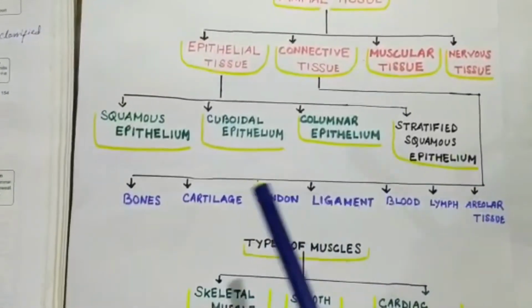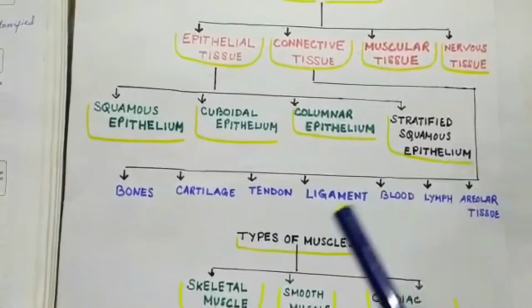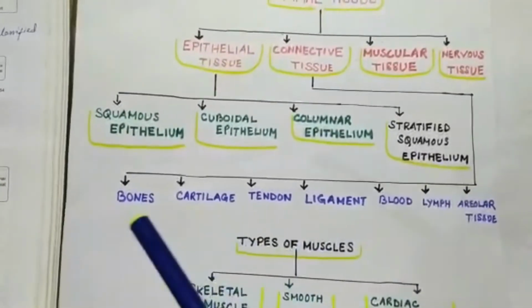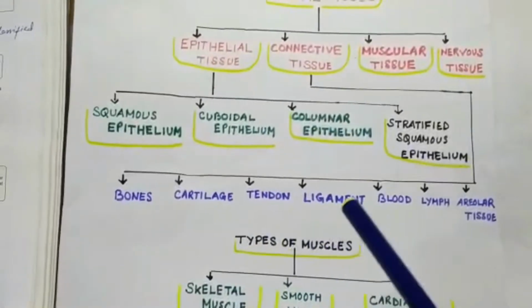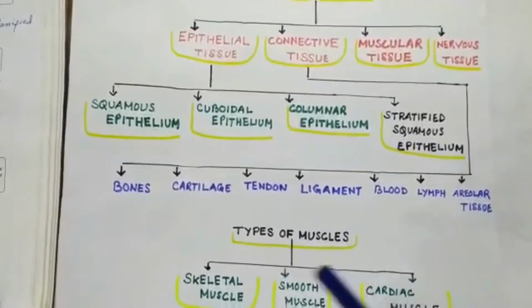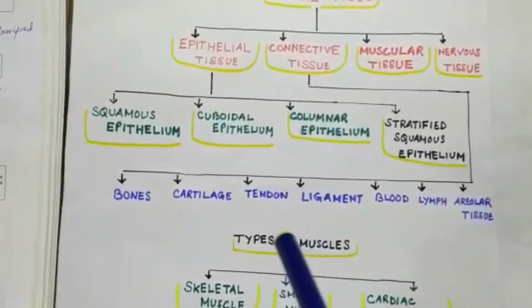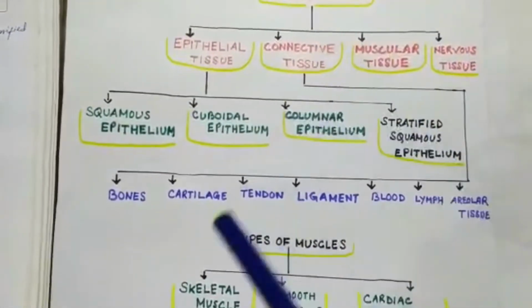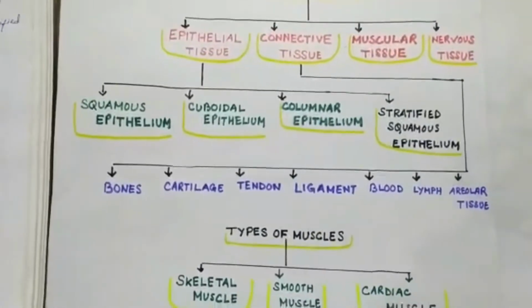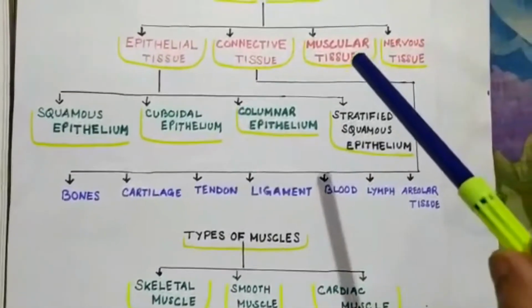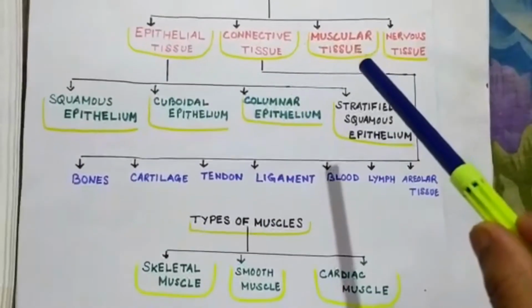All these words may not be familiar to you, because some of the words you will get in class 9 only. So each and every type of tissue under connective tissue will be explained in my upcoming video. The next type of tissue is the muscular tissue.